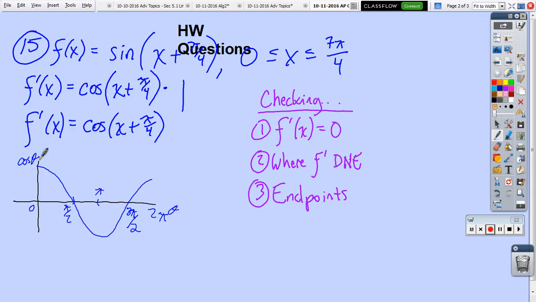Because it's x plus pi over 4, doesn't that shift the graph? It does. So this is what I'm going to do. I don't like that. So what I'm going to do is let this be theta. So it's going to be like that.